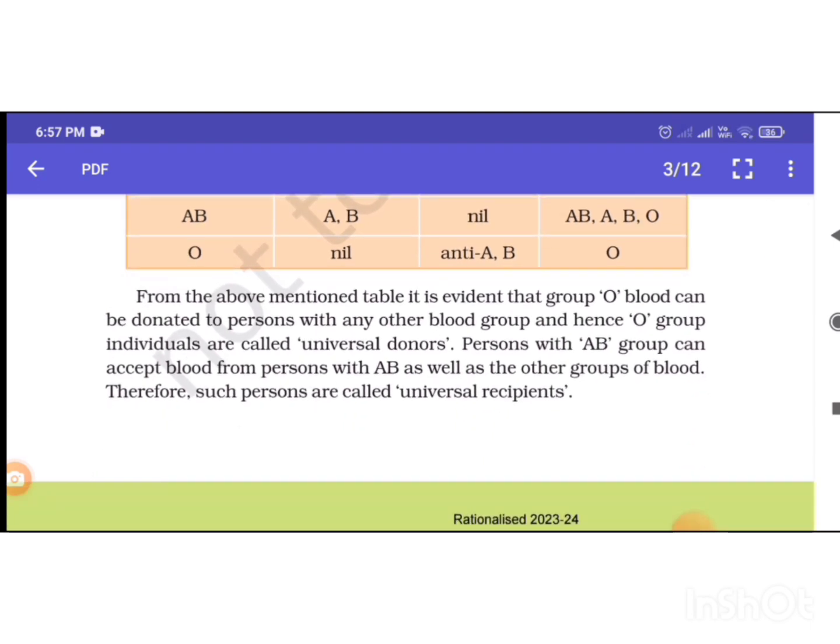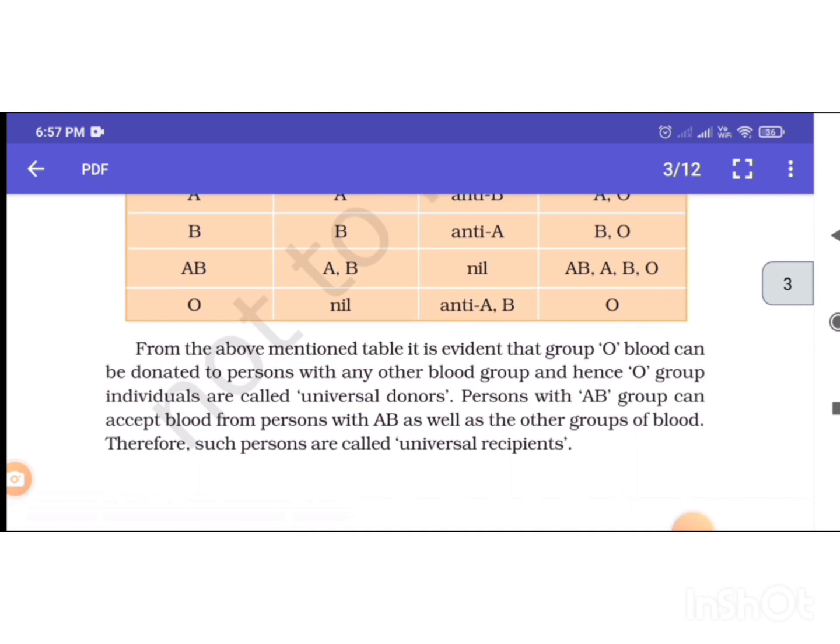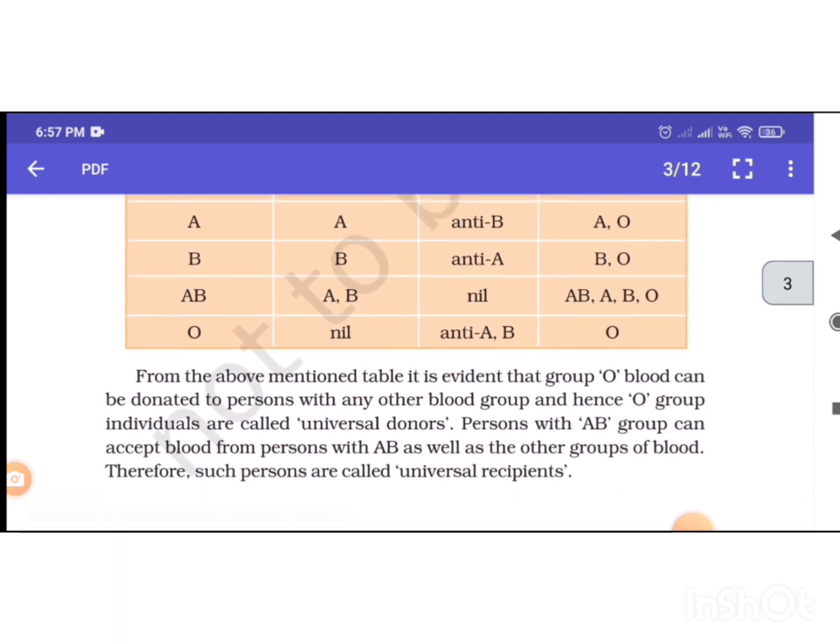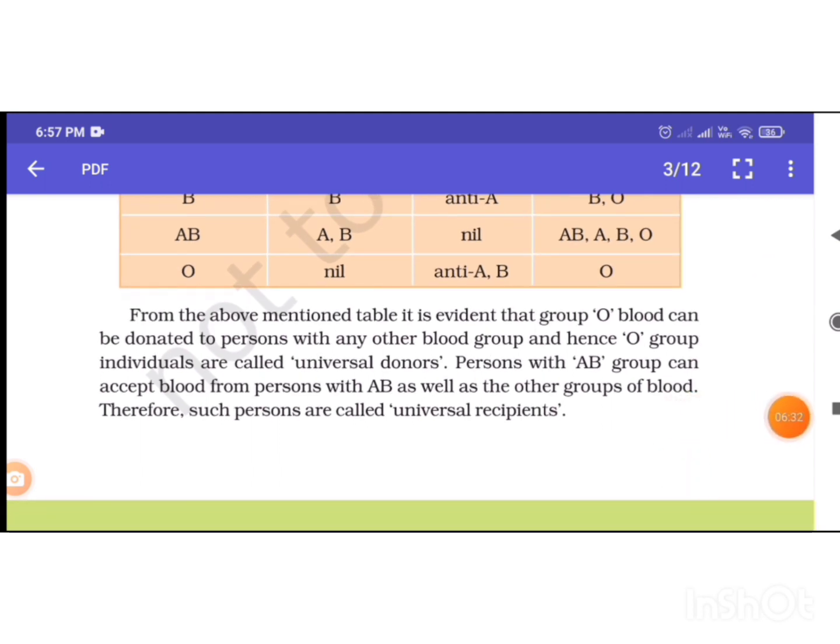From the above mentioned table, it is evident that group O blood can be donated to a person with any other blood group, and hence O group individuals are called universal donors. A person with AB group can accept blood from persons with AB as well as the other groups of blood. Therefore, such persons are called universal recipients.